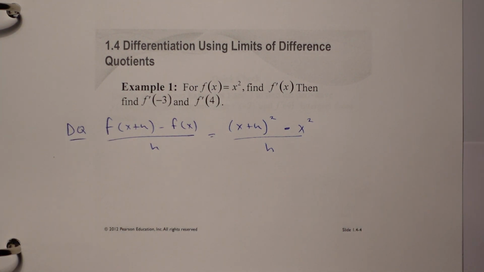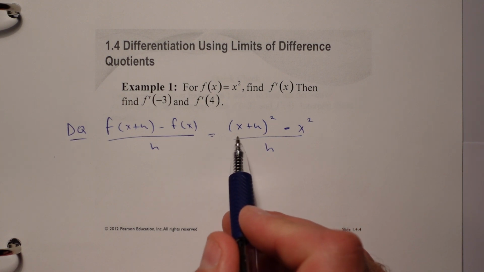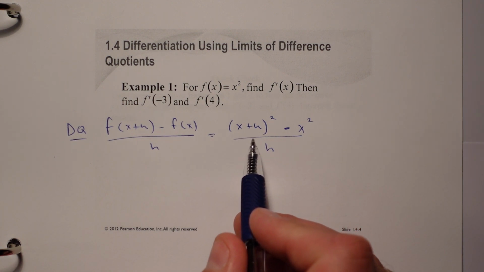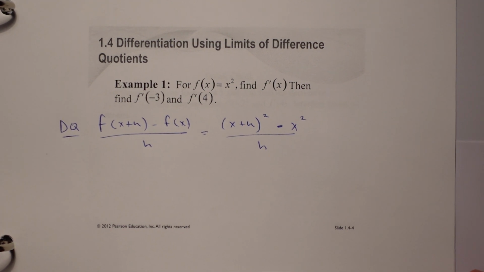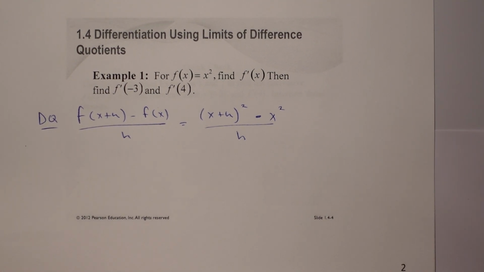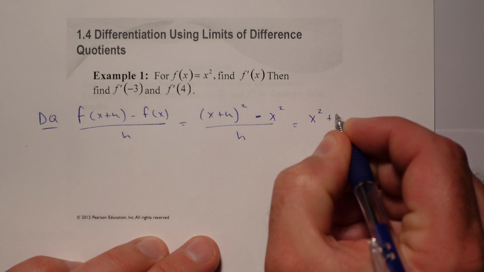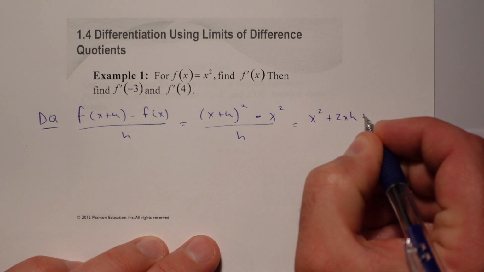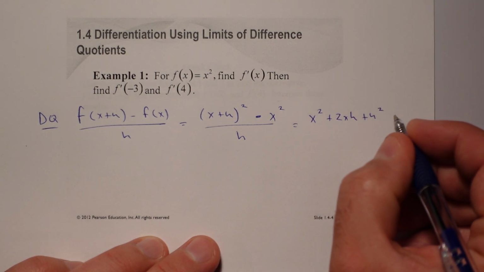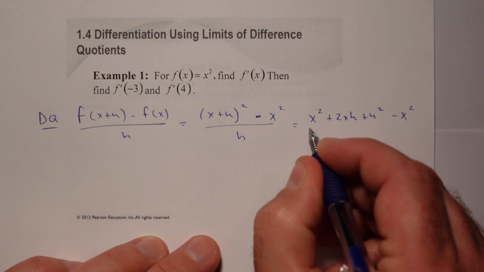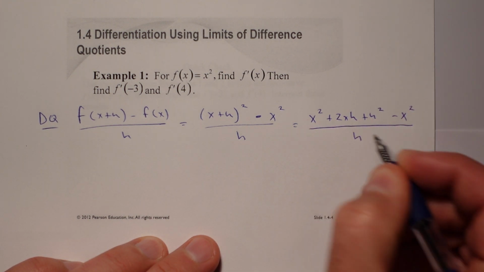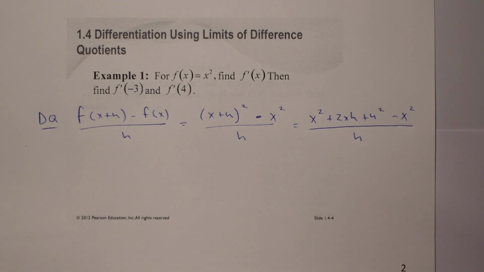Now, hopefully by now we've squared out this binomial a couple of times. We did it at least twice back in section 1.3, so I'm going to kind of cut to the chase on that one and write out the results as x squared plus 2xh plus h squared, and then minus the x squared at the end. This is all divided by h, and now we're going to see a lot of nice canceling taking place.